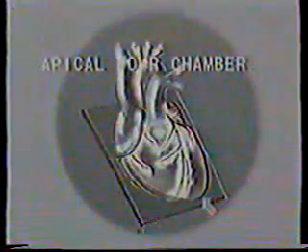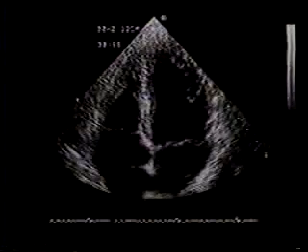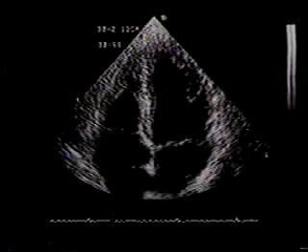We will continue the two-dimensional examination by moving the transducer to the cardiac apex. The ultrasound beam is oriented along the long axis of the ventricles. Chamber view is obtained. This is a systolic still frame.